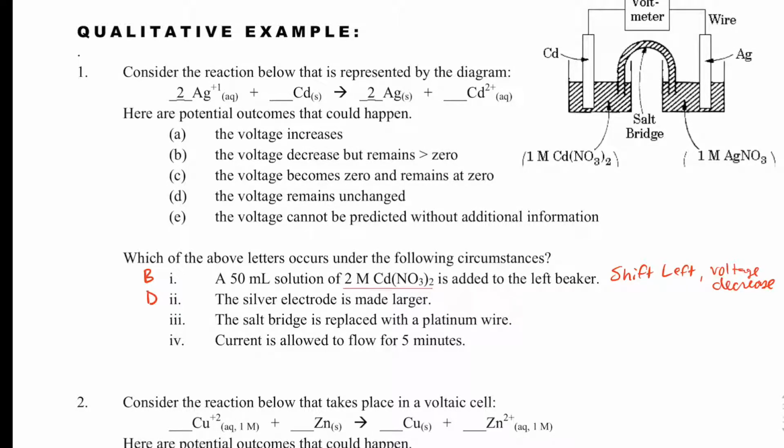The salt bridge is replaced with a platinum wire. That's going to be C because we need a salt bridge. We're going to have a buildup of charge. The battery is just not going to work. And then in 4, the current is allowed to flow for 5 minutes, and as batteries age, their voltage decreases, but it should still be above 0, and so we get B.